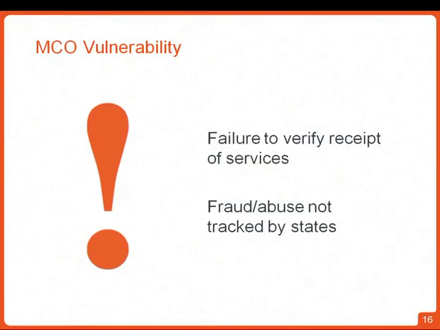Historically, MIG has identified Medicaid managed care as the area most vulnerable to program integrity issues. Their report states that MCOs often fail to verify receipt of services through an explanation of benefits or other method. They also found that states don't track MCO fraud and abuse systematically. Finally, the report indicates that states simply don't provide enough oversight of the integrity of their MCOs.